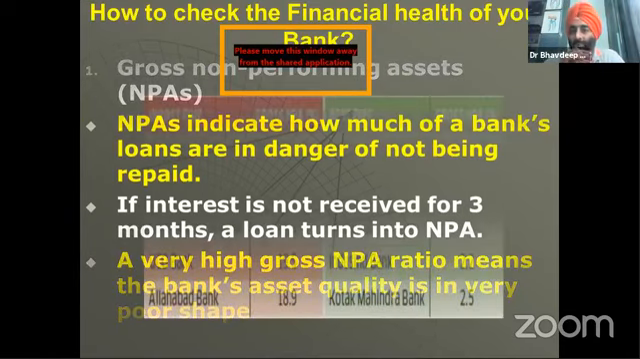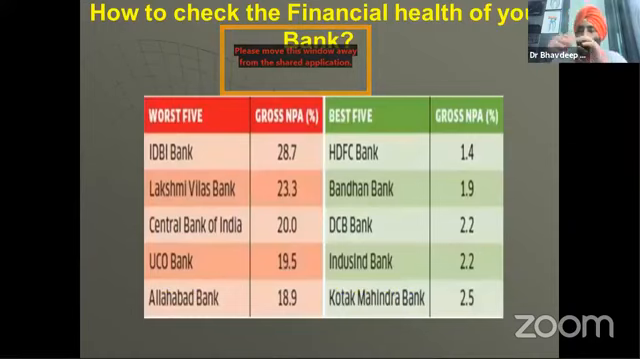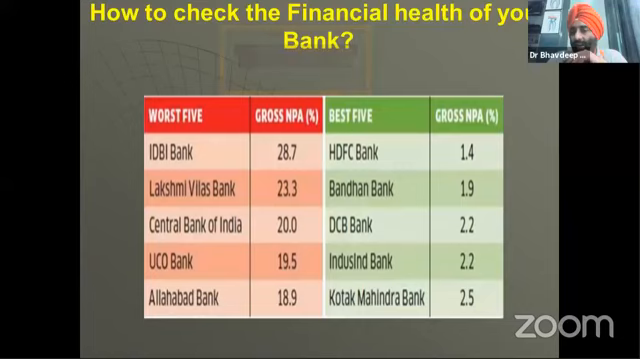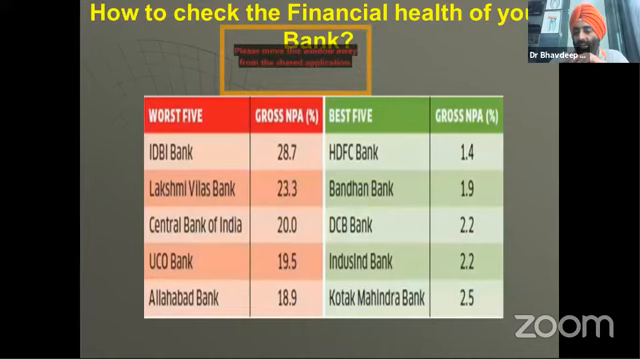So let me give you some numbers as well. What are the worst or the best? Percentage-wise, the best five banks, again only for the gross NPAs: HDFC, Bandhan, DCB, IndusInd, and Kotak Mahindra.